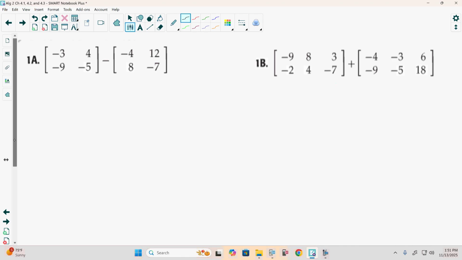One A, can we do these? Can we actually subtract them? Yeah, it's a 2 by 2 and a 2 by 2, yes? So what are we subtracting? Negative 3 minus negative 4, our top left, top left. Our next one we have is 4 minus 12, top right, top right. Then we have negative 9 minus 8, and lastly, negative 5 minus negative 7.